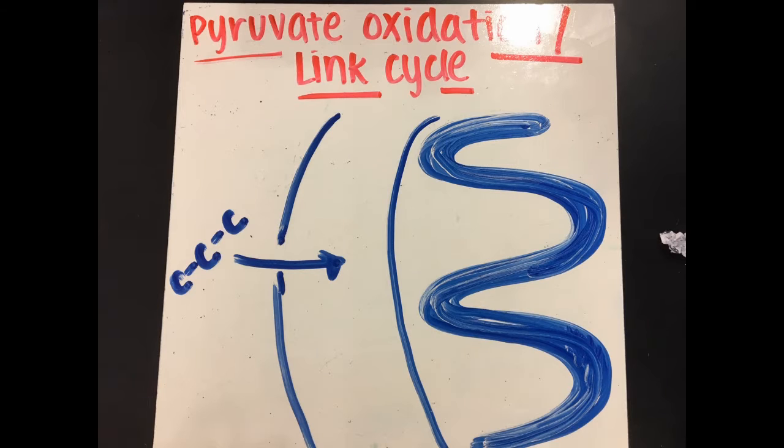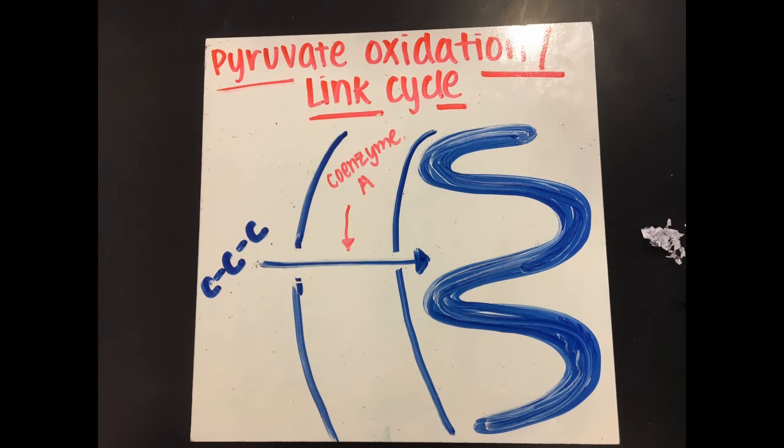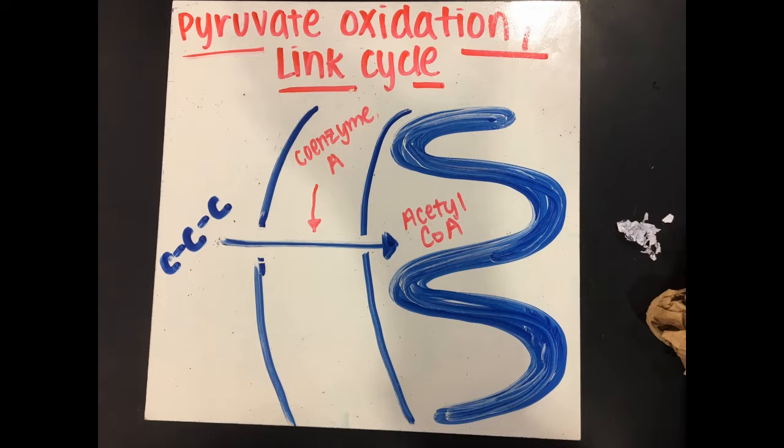In the process of pyruvate oxidation, the carboxyl group on the pyruvate is released as CO2 and 2 NADH is produced. After the carbon is lost, the only molecule remaining is acetyl. Coenzyme A then attaches to this acetyl group, forming acetyl CoA.